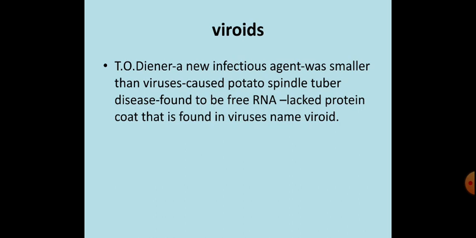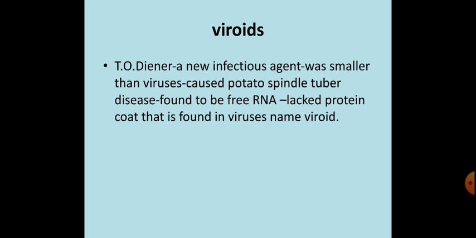It is an infectious agent which causes potato spindle tuber disease. The genetic material is free RNA, but the difference is it doesn't have a protein coat, that is capsid, which is present in viruses, and it has a low molecular weight. So it is smaller than viruses. This is about viroid. Okay.